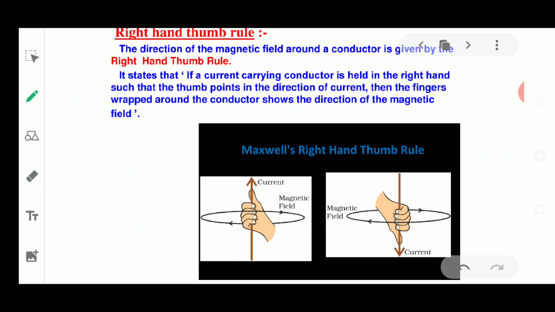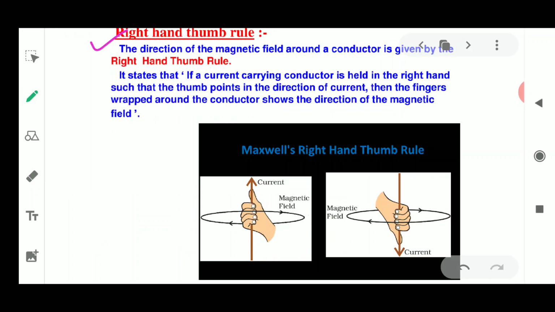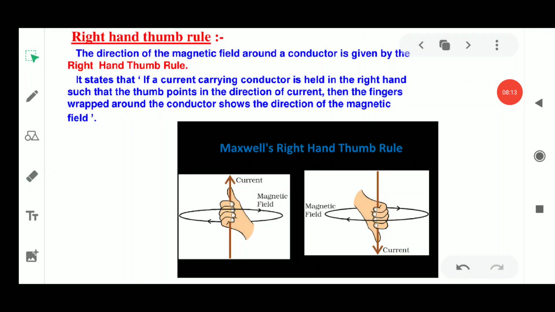Now next, what will be the direction of this magnetic field, if the current direction is from one direction to another? This is shown with the help of one rule, that is the right hand thumb rule, or it is also known as Maxwell's right hand thumb rule. So what is this right hand thumb rule going to explain? The direction of the magnetic field around a conductor is given by the right hand thumb rule, okay, also known as Maxwell's right hand thumb rule, as I have told you.